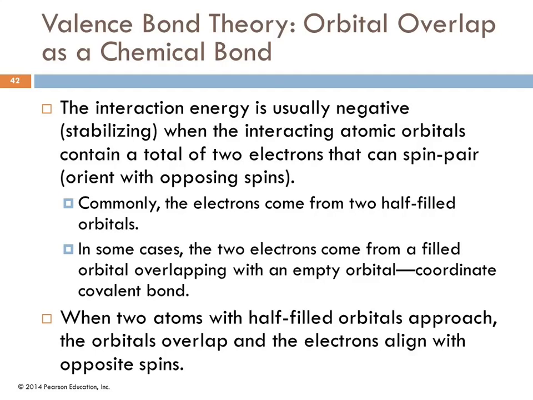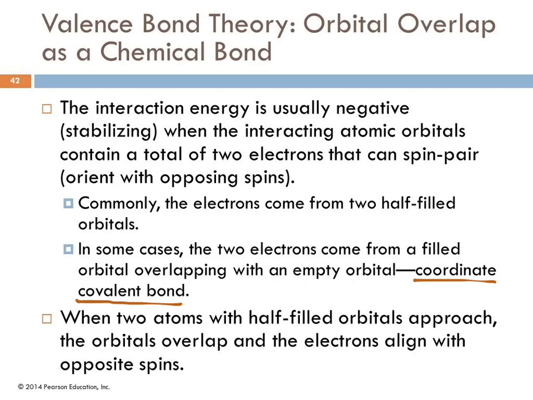That has a special name. That's called a coordinate covalent bond, and that's where one atom is providing both of the electrons. That's like giving donations. You've got a poor relative or something, and they can't pitch in their fair share. So you'll pitch in for them. So coordinate covalent bond, both of the electrons in the bond come from the same atom.